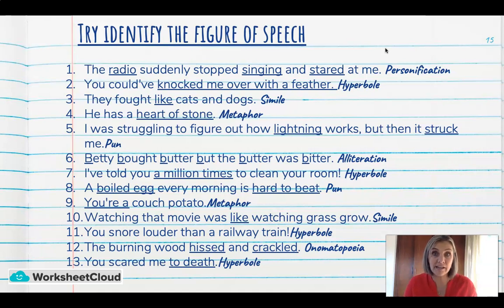Number 9, you're a couch potato. So you are a couch potato, comparing you directly to something. It's a metaphor, so implying that you're lazy.